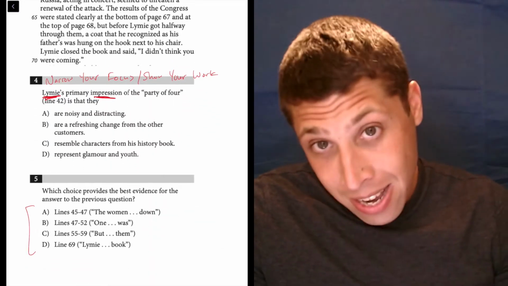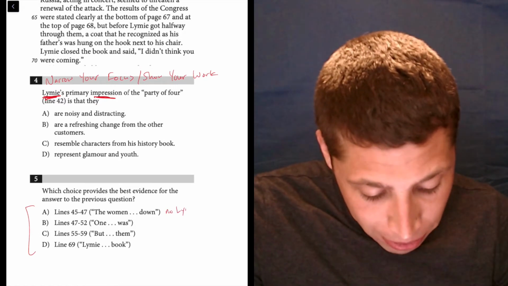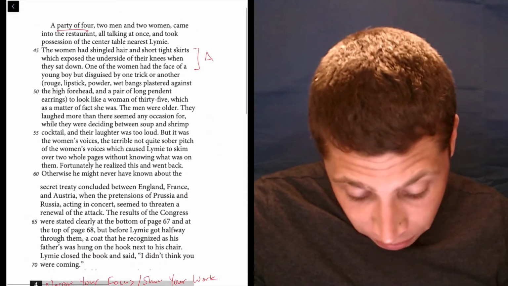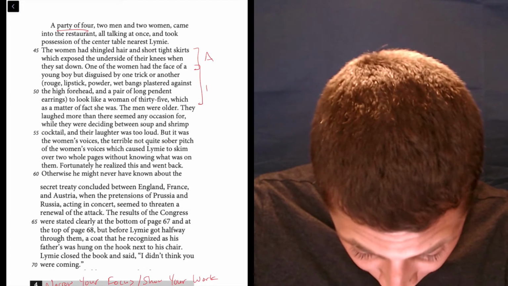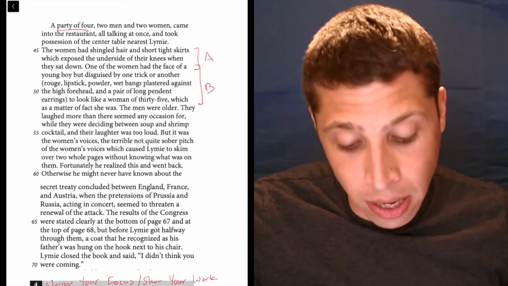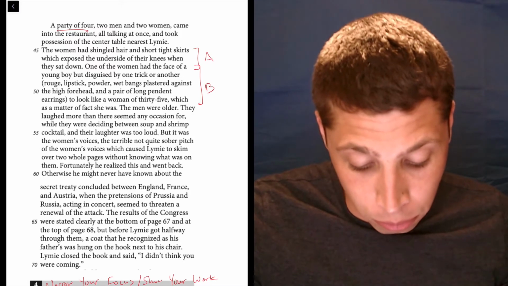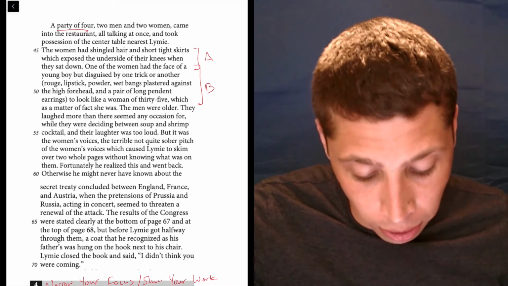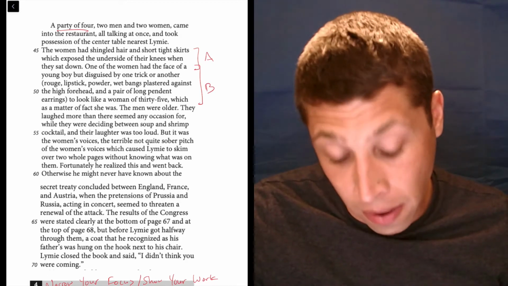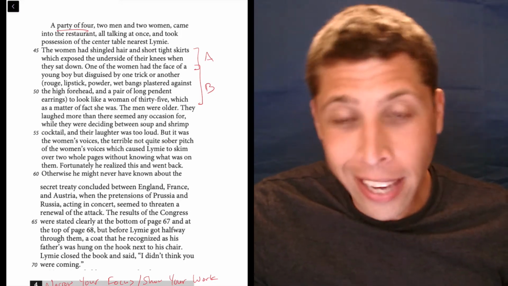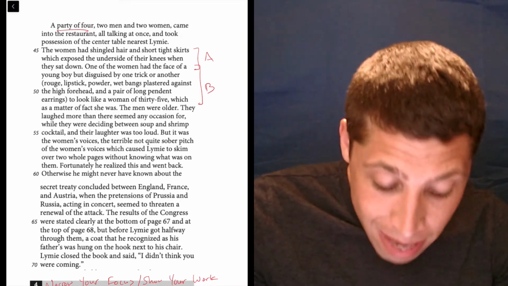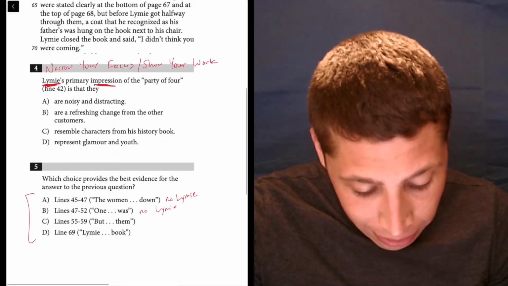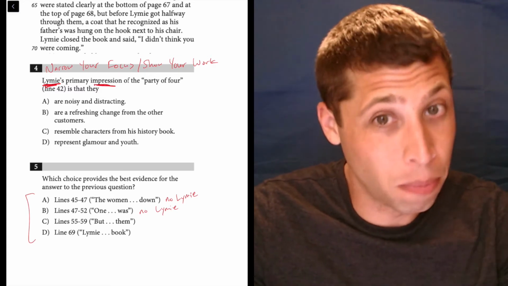So maybe we keep this, but it's got a problem. It's not about Limey. Same thing with 47 to 52. It's going to cause a problem too. That's here. One of the women had the face of a young boy, but disguised by one trick or another, rouge, lipstick, powder, wet bangs plastered against the high forehead, and a pair of long pendant earrings to look like a woman of 35, which as a matter of fact she was. So again, Limey is not really factoring into this. Maybe this is Limey's view in some way through the narrator, but I don't know. I'd really love to hear more about Limey's point of view.